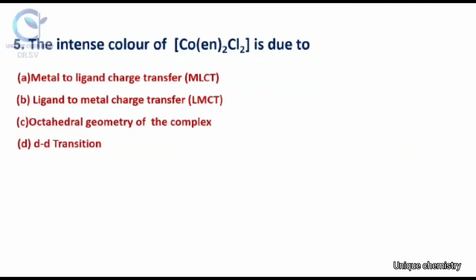We go to options A and B, MLCT and LMCT. It is probable that the chloro ligand or bromo ligand, most probably halo ligands, are electron rich species. They can donate electrons to the metal atom. So the electron transfer from ligand to metal charge transfer is possible. So option B is the correct option.